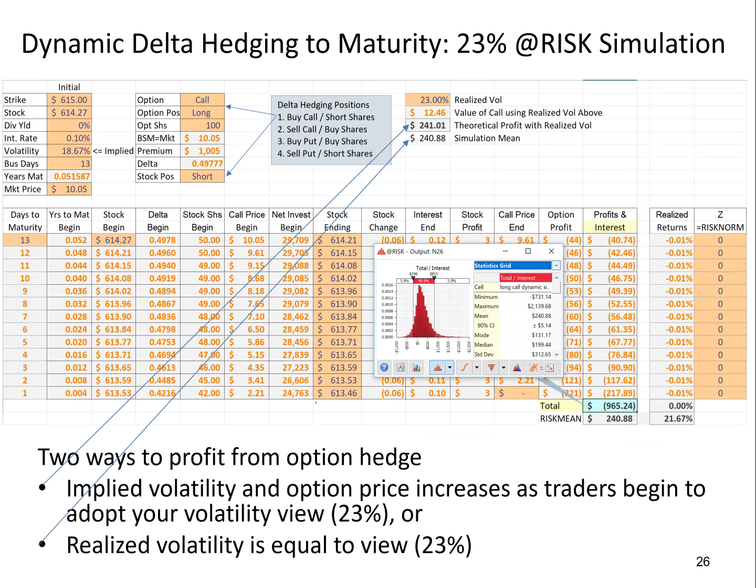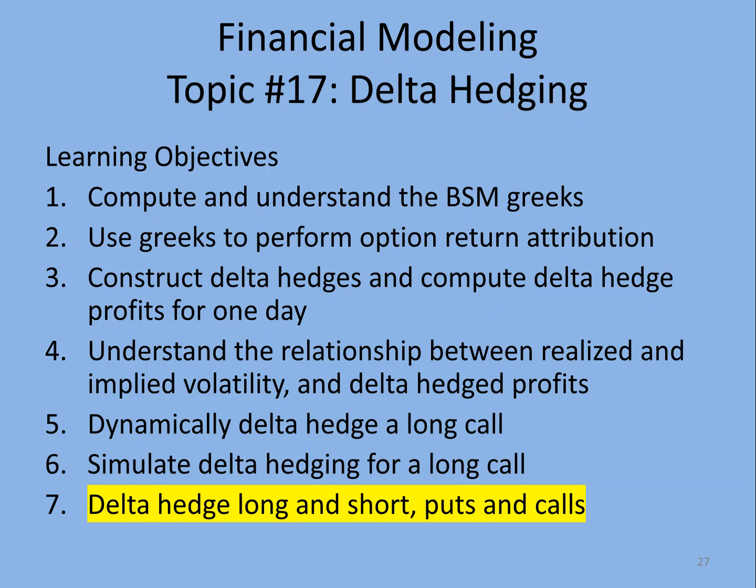Now, if I rerun the simulation based on an actual vol, or realized vol, of 23%, I get a P&L really close to my estimate. So I'm not going to run that again, but when you run that based on a realized vol of 23%, which affects this, what you see is the mean turns out to be about 241. So that was what I was hoping when I put on this trade. So in this topic, we simulated delta hedging for a long call.